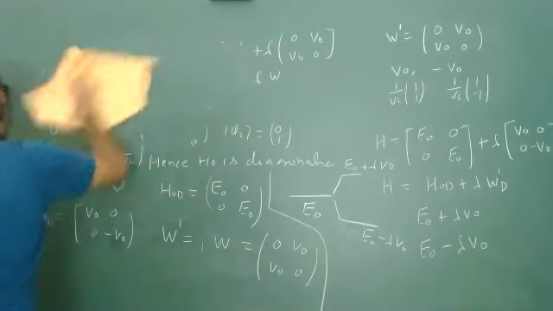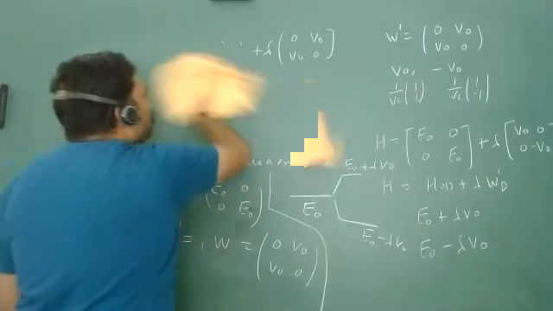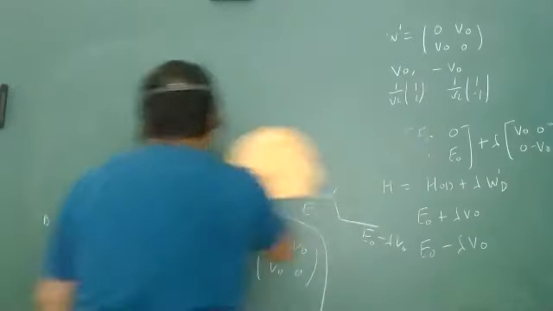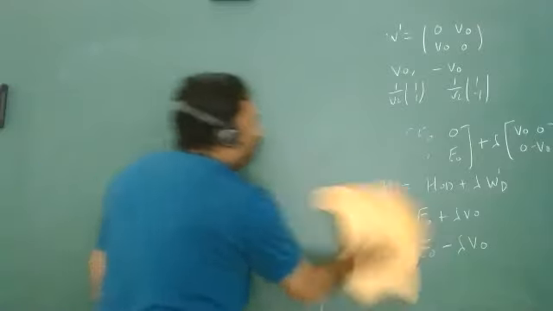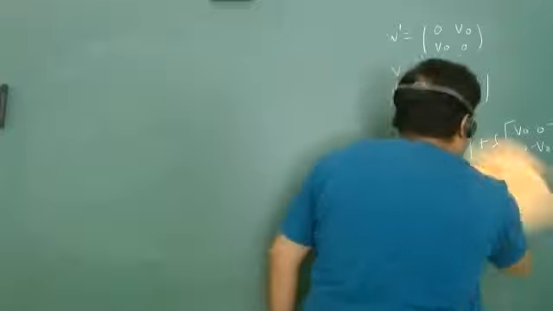So I am going to the second type of problem. This is very trivial, very simple. You have nothing to do. Everything is given. You have to just find the eigenvalue of W dash. That's it.